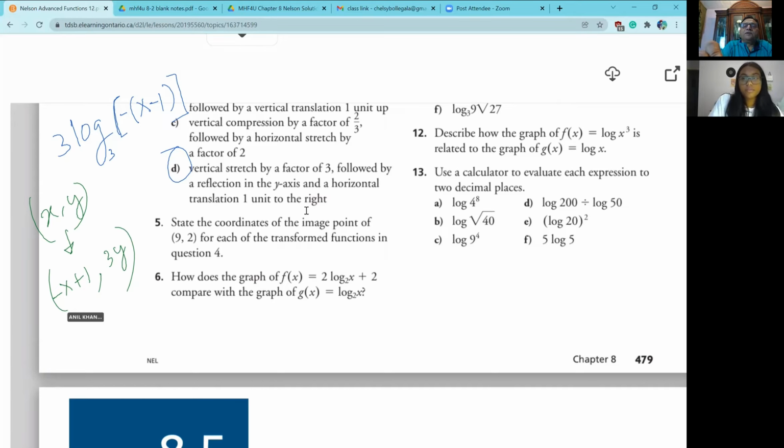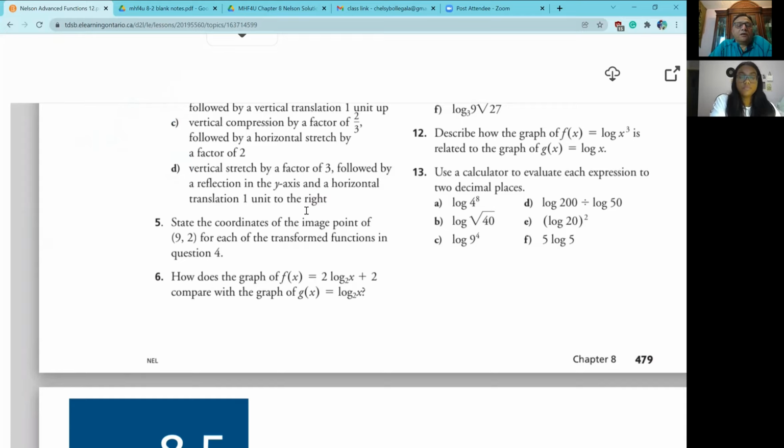And we have a point which is given to us as (9, 2). So let's do this. Minus 9 plus 1, and 2 times 3, which will be (minus 8, 6). That's the answer, correct? Okay, great. Clear, right? Question number 6.